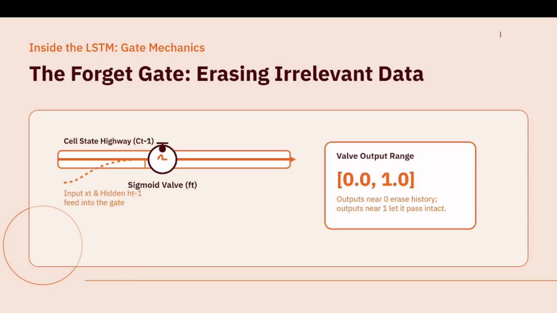The first valve is the forget gate. Before the LSTM adds any new information, it decides what old information is no longer relevant and throws it away. It takes the new input and the previous hidden state, runs them through a sigmoid activation function, and spits out a number between 0 and 1. A 0 means forget about this completely, and a 1 means keep it exactly as it is. For example, if the network is reading a book and a new character enters the room, the forget gate might decide to erase the memory of the previous room to make space for the new context.